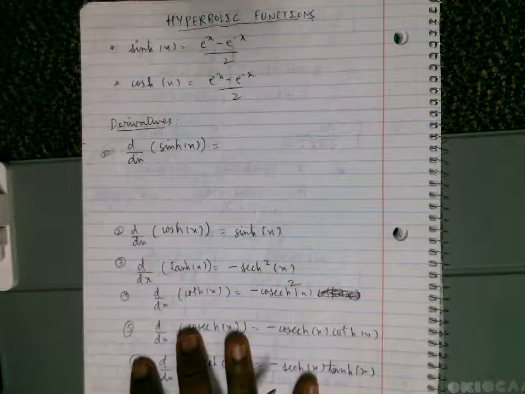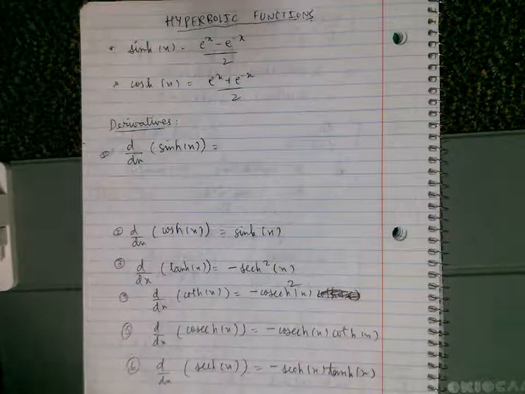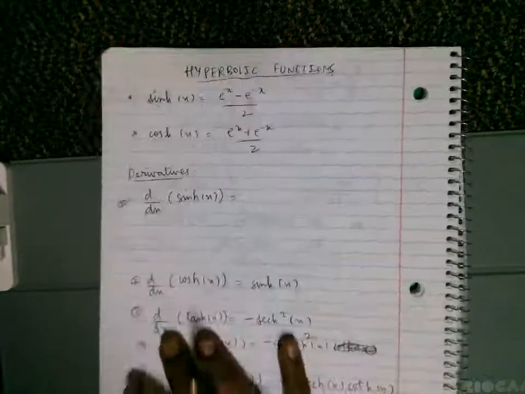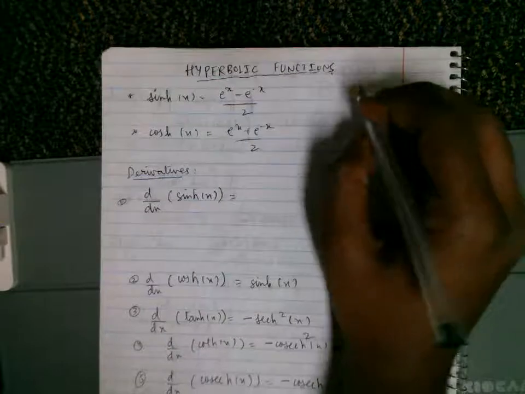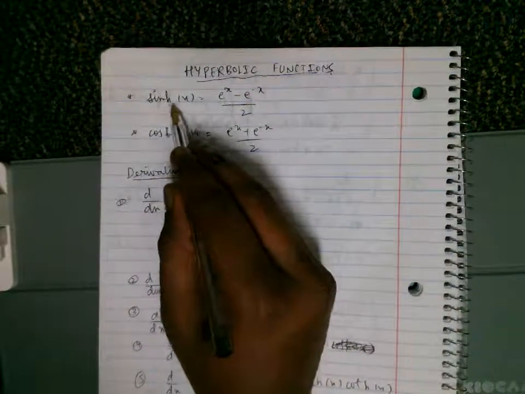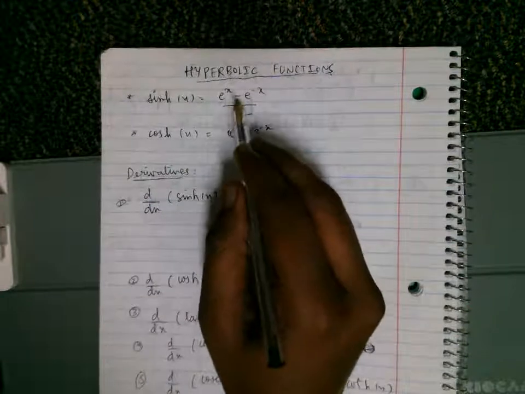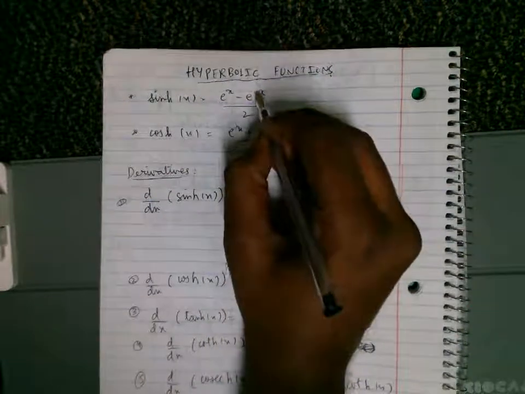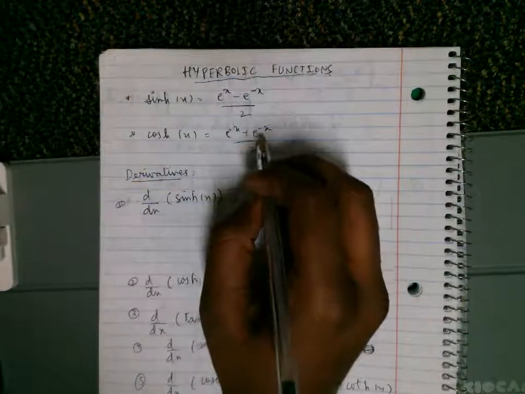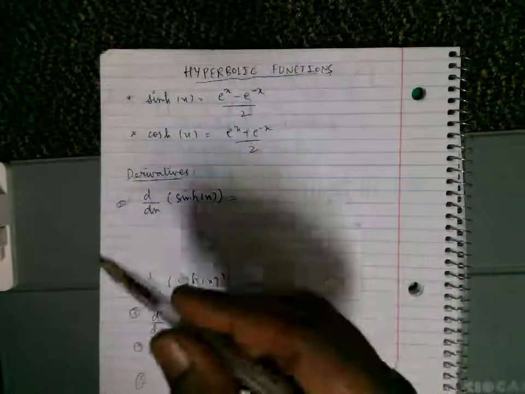In this video, I'll be talking about hyperbolic functions. Hyperbolic functions have properties very similar to trigonometric functions. We define sinh of x as (e^x minus e^(-x)) by 2, and cosh of x as (e^x plus e^(-x)) by 2.